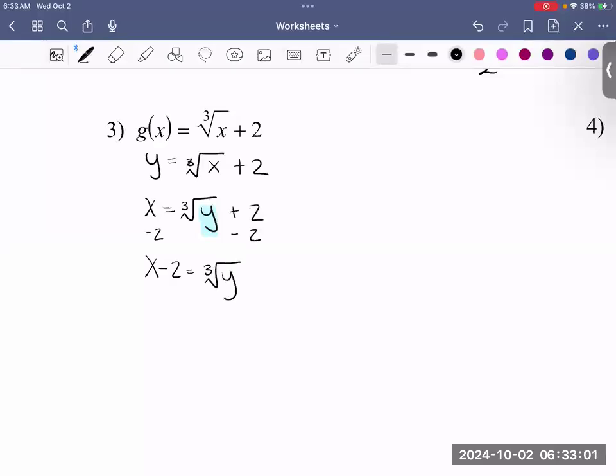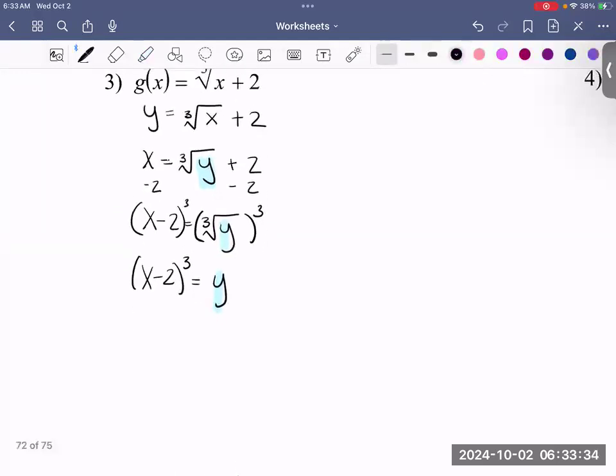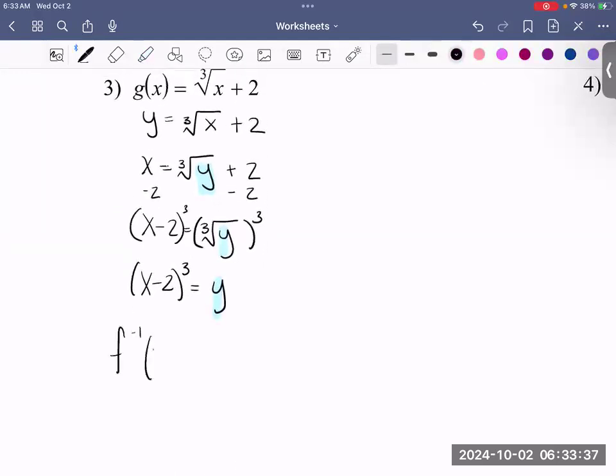And now to undo your cube root, we want to do the opposite, which is now cubing it. Now, if you don't know why it's the opposite, please go back to chapter 1.2. We also see it in chapter 1.9 towards the end, as to why we are doing some of those things. So we'll cube it. x minus 2 cubed is equal to y. So now that we have y all alone on one side, we now get to say that we have the inverse.